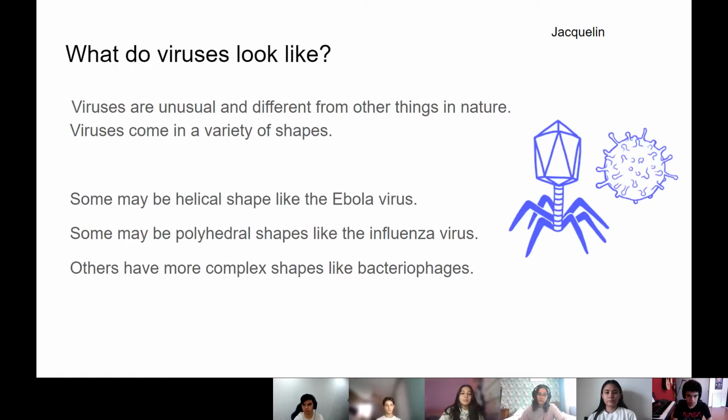What do viruses look like? Viruses are unusual and different from other things in nature. Viruses come in a variety of shapes. Some may be helical, like the Ebola virus. Some may be polyhedral, like the influenza virus. Others have more complex shapes, like bacteriophages.